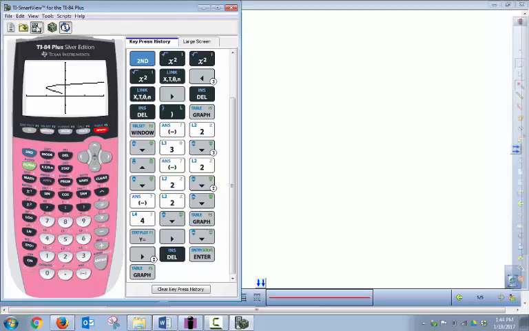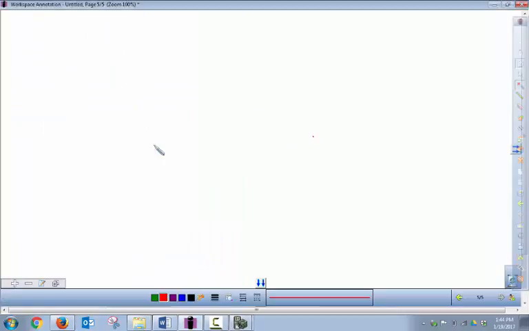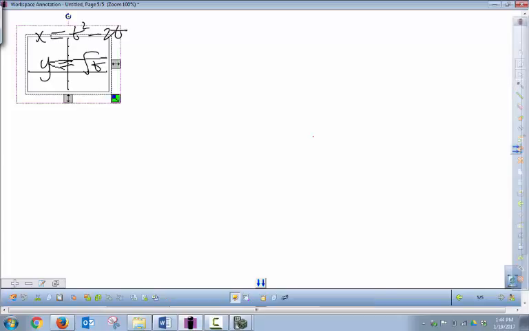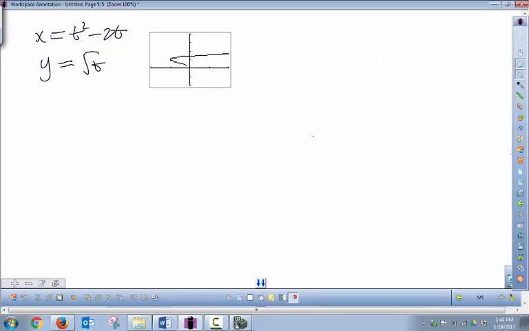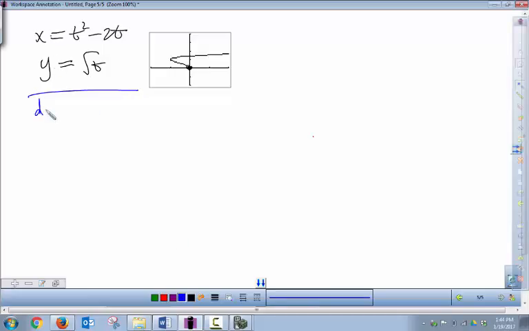So now we've got the graph. Let's write the equations here. x equals t squared minus 2t, y equals the square root of t, and then our graph. So we've got some important values to look for. The first thing they ask for is to find dy/dx. I want the derivative of y with respect to t, so this is 1/2 t to the negative 1/2, divided by the derivative of x with respect to t, which is 2t minus 2. You can arrange this any way you want, but I'll just leave it like this and say, okay, this is my derivative.